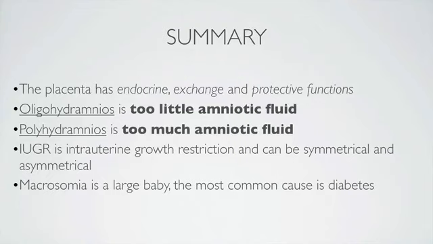Intrauterine growth restriction can be symmetrical or asymmetrical. Symmetrical being where both the head and the weight are low, and asymmetrical being where there is head sparing. Macrosomia is a large baby, the commonest cause of which is diabetes.